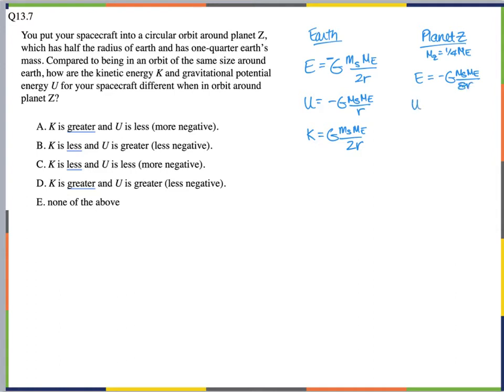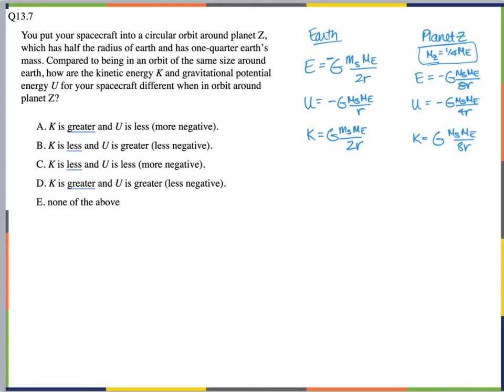The potential energy is going to be minus G, mass of the spacecraft, mass of the Earth, over 4r. And the kinetic energy is big G, the mass of the satellite, mass of the Earth, over 8r. All that I did was plug in the fact that the mass of the planet Z was going to be 1/4 of the mass of the Earth.